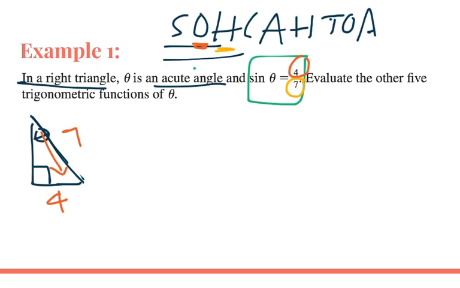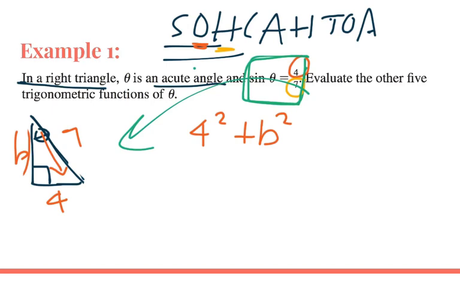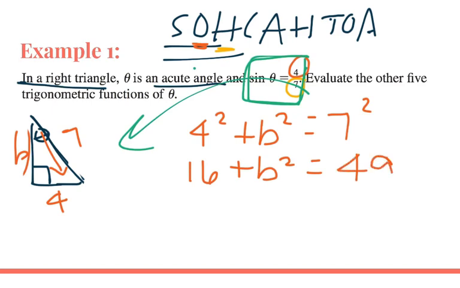So although it didn't give us a picture, because it did give us the information about sine, we can use that to create our picture. The only other thing I need to do to get the third unknown side is use the Pythagorean theorem to find what that last missing leg would be. Since that's a leg, not a hypotenuse, let's call that b. I can set up the Pythagorean theorem: 4 squared plus b squared equals 7 squared. 4 squared is 16, and 7 squared is 49.